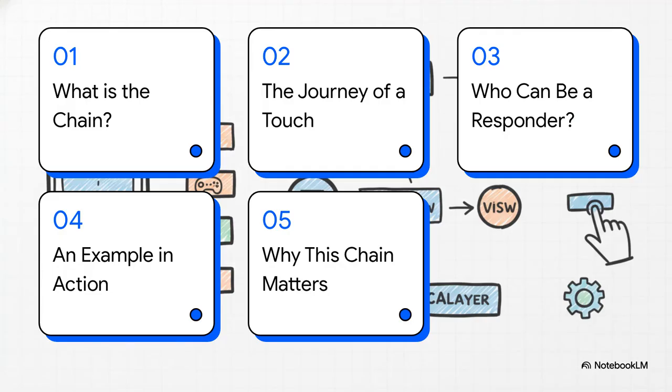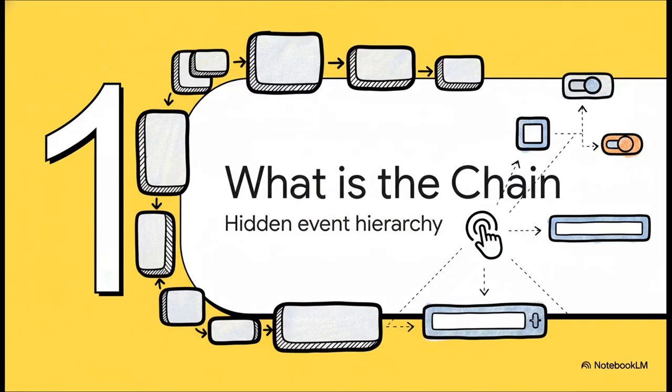So, here's our game plan. First up, we'll get straight to the point. What even is the responder chain? Then, we're going to follow the path of a single touch from start to finish. We'll find out who gets to be a responder, see it all play out with a real-world example, and finally, we'll talk about the big one, why this actually matters for the code you write every day. All right, let's dive right in.